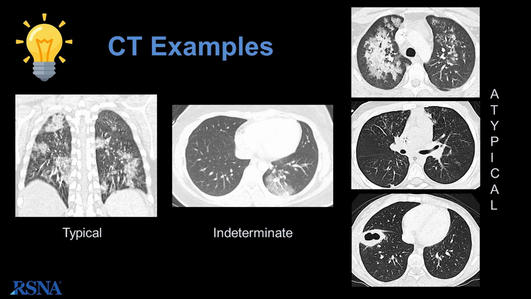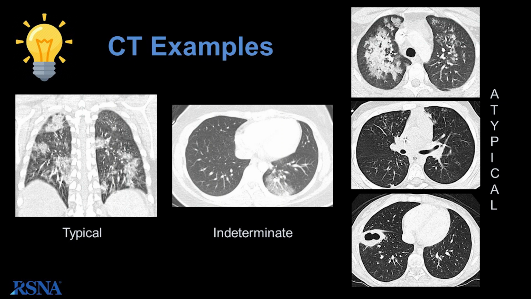Now we'll talk about a few examples of images that can be put into the aforementioned categories. On the left, you'll see a coronal CT image in a COVID-19 patient who has peripheral and subpleural ground glass and consolidative opacities throughout the bilateral lungs. While there are opacities in the upper lobes, the predominant portion of the infection is in the lower and mid-lung zones, which goes with the typical category.